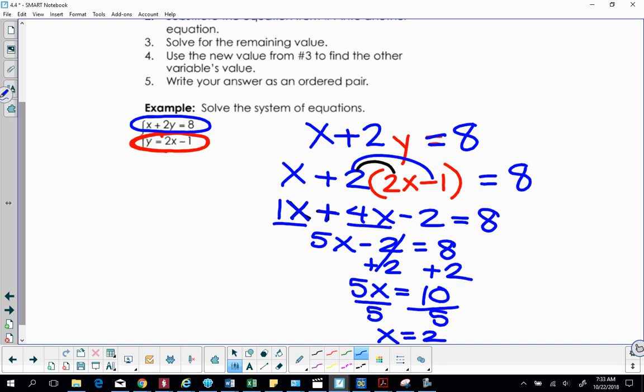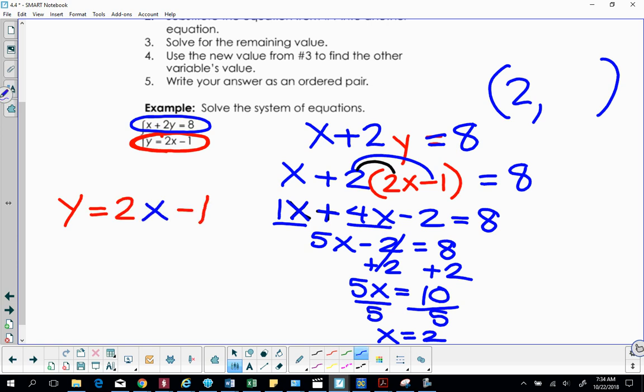So a lot of people stop there, but that's my x coordinate of my solution. So my x coordinate of my solution is 2. Now I need to find my y coordinate. So I take my second equation because y equals 2x minus 1. What is x equal to? 2, right? So x equals 2. So I'm going to replace the x with a 2.